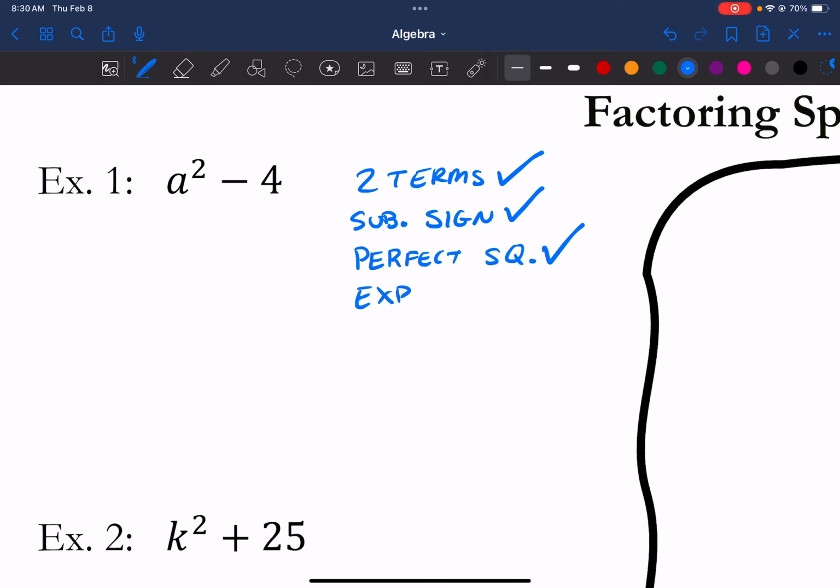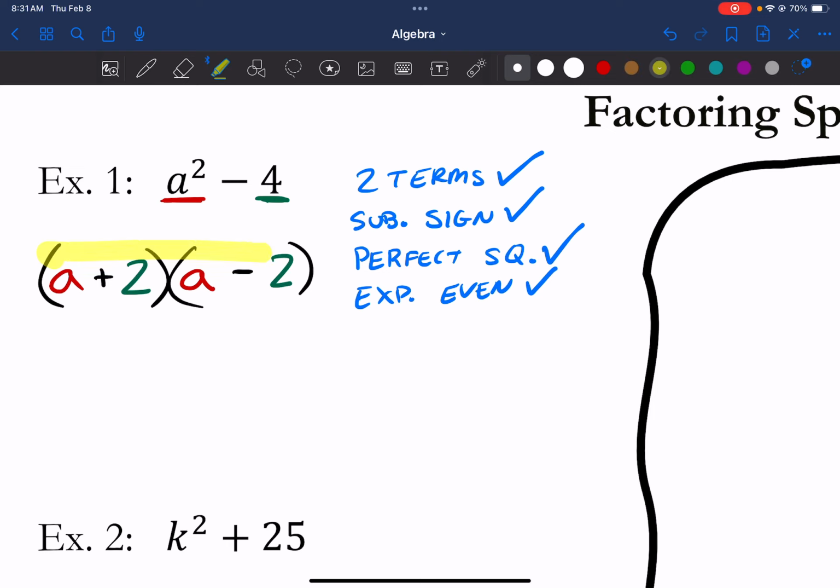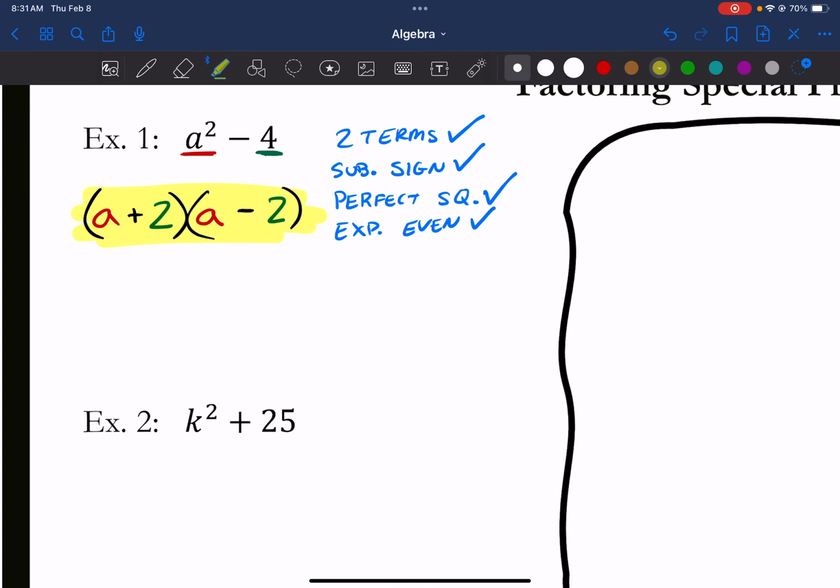And then are the exponents even? Well, this is the only exponent, and that's an even number. So yes, we can immediately set it up. We know it's going to be a plus and minus because it fit all the rules to check for a difference of squares. For a squared, what times what gives me a squared? A times a. And then for the 4, not even the negative 4, just the 4, what times itself equals 4? In this case, it's 2. Here's our final answer. And all we did was check each time if these applied.